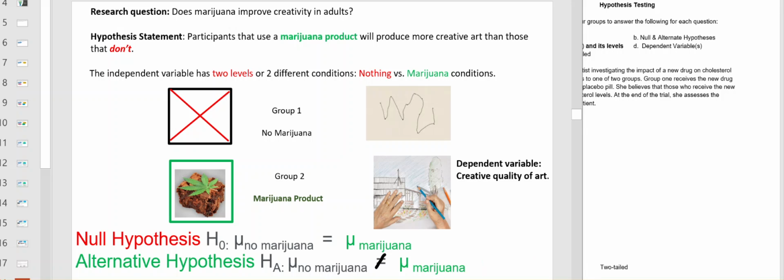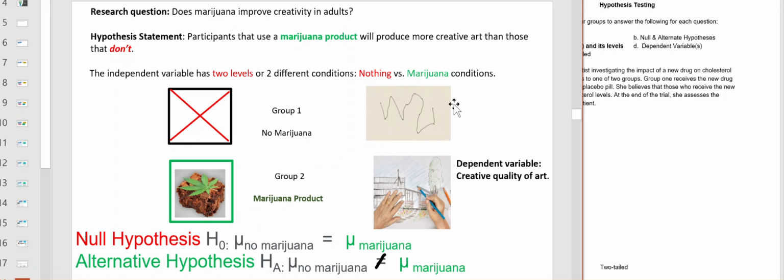All right, so as we continue our discussion, we were talking about a different experiment, or we have a different research question. In this case, does marijuana improve creativity in adults? And the hypothesis statement is participants who use a marijuana product will produce more creative art than those that don't use this product. And the independent variable has two levels in this case. The first level is the no marijuana condition. The second level is the marijuana condition.